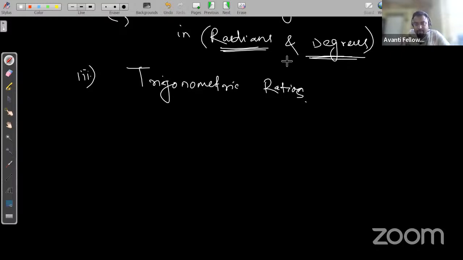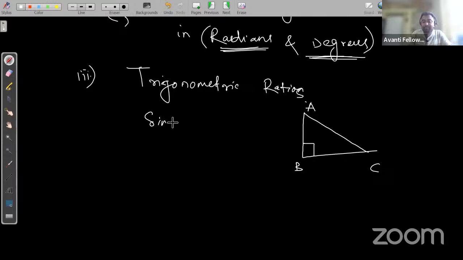So what do you mean by trigonometric ratios? We'll find trigonometric ratios by using the right angle triangle. Already we have covered in the 10th standard how to find the trigonometric ratios by using the right angle triangle, right? So if this is my right angle triangle, then you will find all the trigonometric ratios. Like sine theta is equal to, if this is my perpendicular, this is my base, and this is my height.